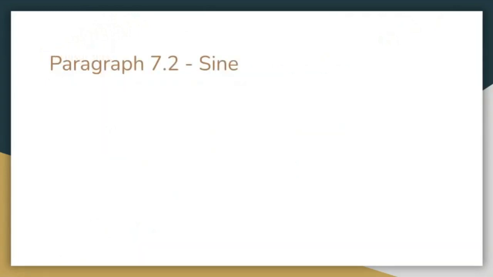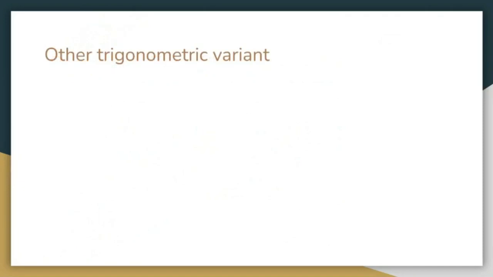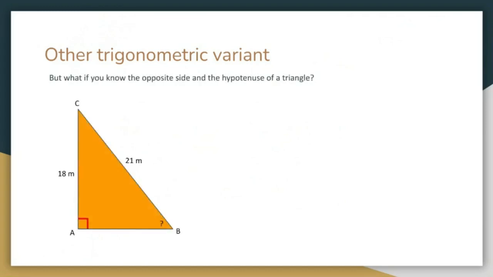Paragraph 7.2, the sine. The second of the trigonometry siblings. So, to use the tangent, we need to use the opposite side and the adjacent side of an angle. But what if we have the opposite side and the hypotenuse? Of course, we could theoretically use Pythagoras to calculate the adjacent side and use that one in the tangent. But that takes a lot of time and we don't have that much time on a test.